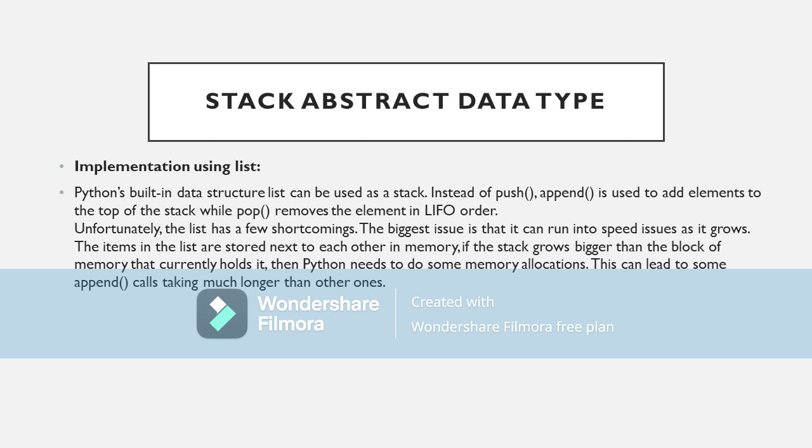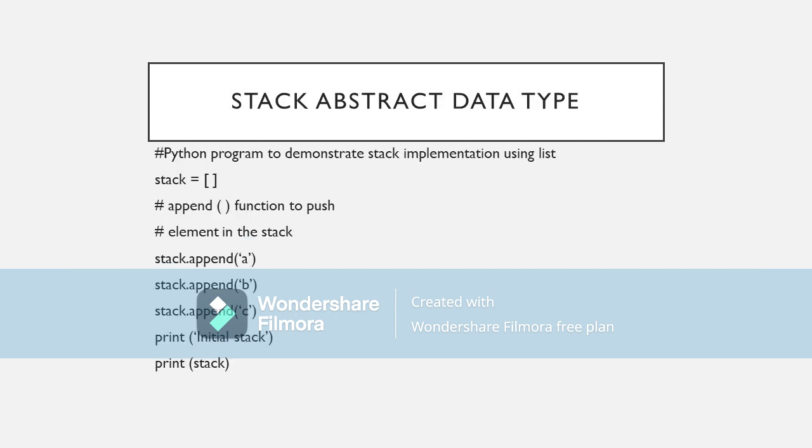The items in the list are stored next to each other in memory. If the stack grows bigger than the block of memory that currently holds it, then Python needs to do some memory allocations. This can lead to some append calls taking much longer than other ones. Python program to demonstrate stack implementation using list. First, we create a list called stack, and then we use the list method append to place items in the stack. By calling stack.append('a'), stack.append('b'), and stack.append('c'), we now have our stack, and print stack prints out the stack.